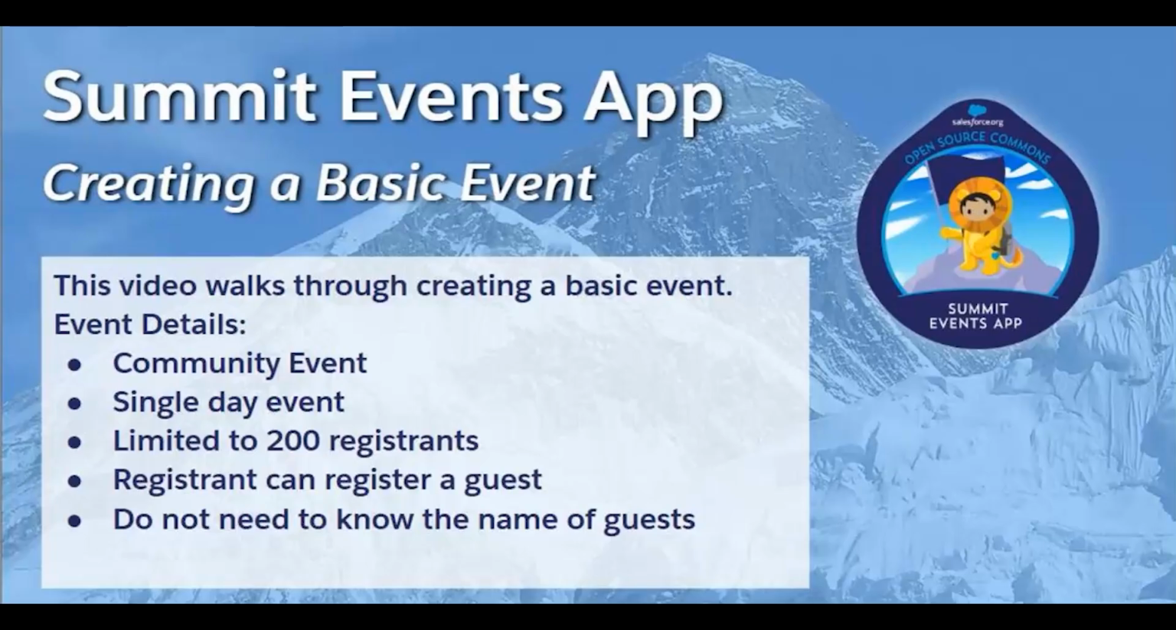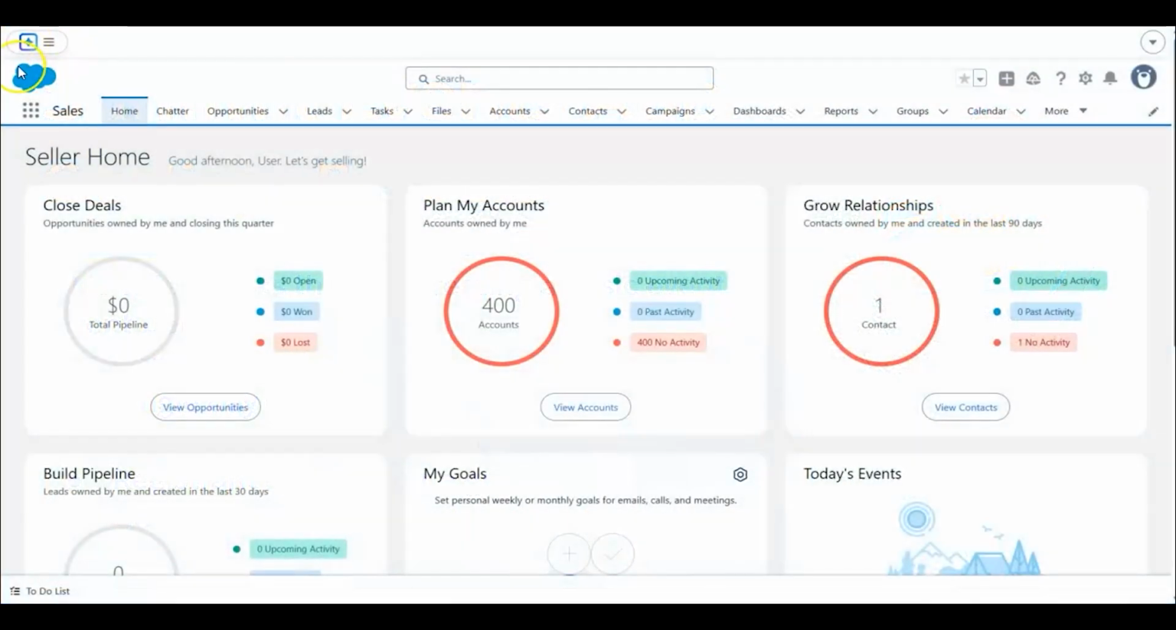When a person registers, they can register themselves as well as other people that will be coming with them. We don't need to know the names of the additional people, but we'll need to know the number coming as our venue only allows for 200 people. Now let's take a look at how we'll create the event.